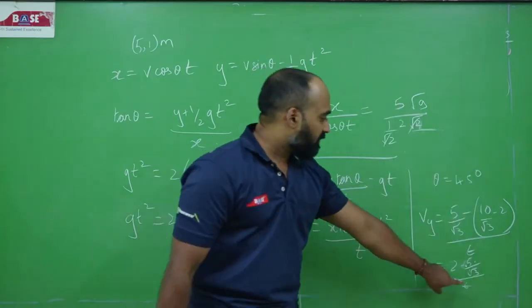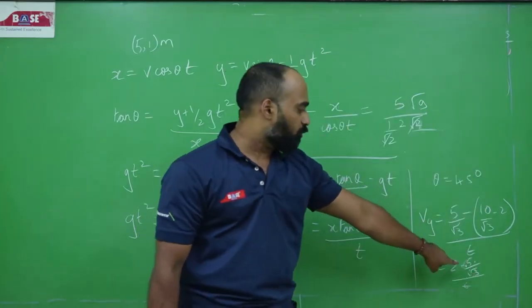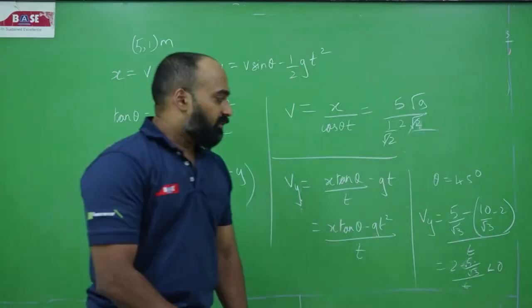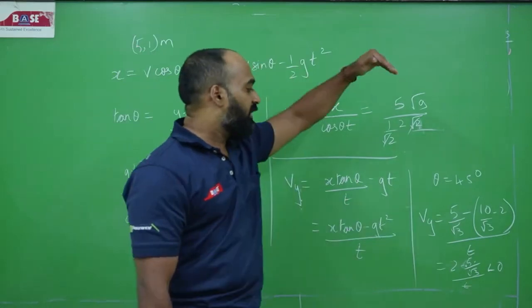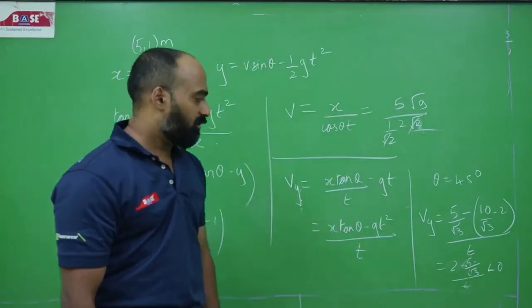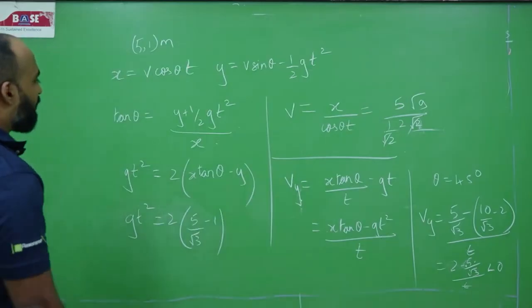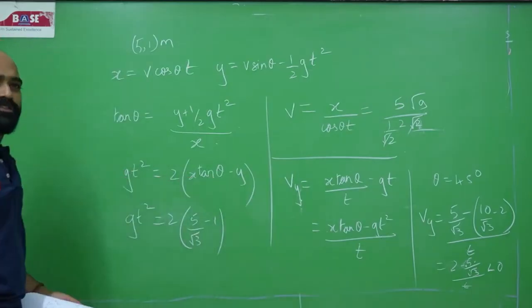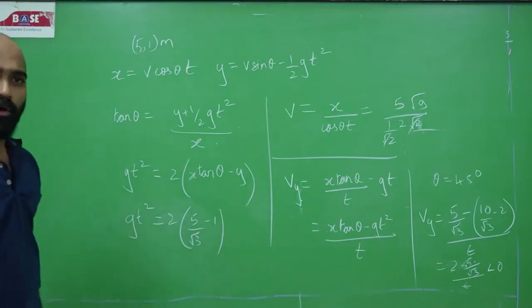Again, just looking for the sign. 5 by root 3 approximately 1.7. This will be more than 2. So Vy will again be negative. That means here also the maximum height has already been reached. The particle is going downward. So option C is not correct. And option D, if you put tan theta equal to 1 by 5, you'll get t equal to 0, which is not an acceptable solution. So A and B are the only correct options for this.